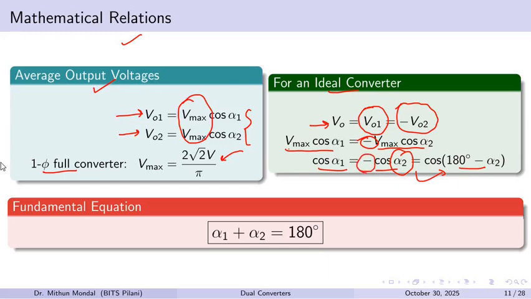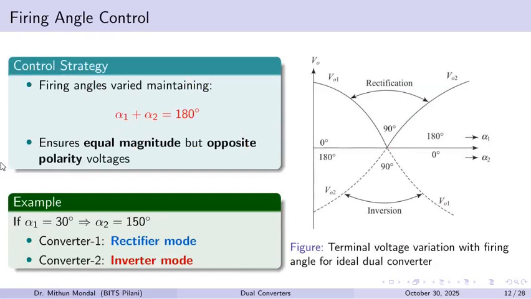Now from this expression we find that alpha 1 plus alpha 2 is equal to 180 degree for dual converter applications. So the firing angle control strategy is that the firing angle will vary, maintaining that the sum of the firing angles will be equal to 180 degree. It will ensure equal magnitude but opposite polarity of the voltage. So if we go by the example, if we take alpha 1 to be 30 degree, then alpha 2 will be 180 minus 30, which is 150 degree. So converter 1 will operate in the rectification mode and converter 2 will operate in the inversion mode.